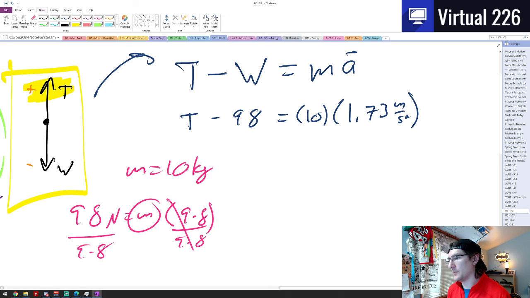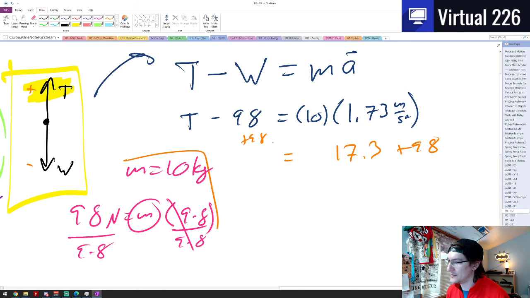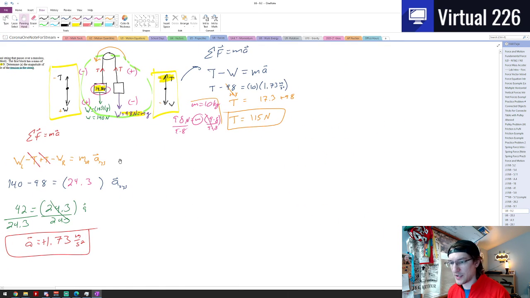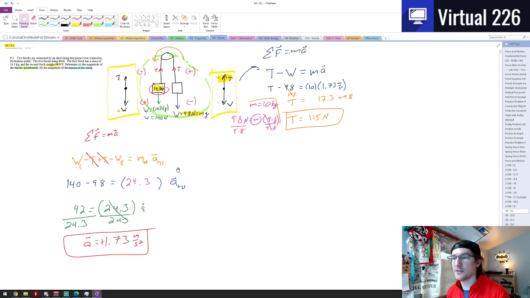10 times 1.73 is going to be 17.3. We add 98 to each side to get rid of that 98. That'll solve us for the tension. So 98 plus 17.3 gives us a tension here of 115 newtons. And I rounded a little bit, but that's what we get. So we just took that value and put it back in, just like we did in many, many other problems, except in this problem, everything is kind of moving in a vertical direction here.